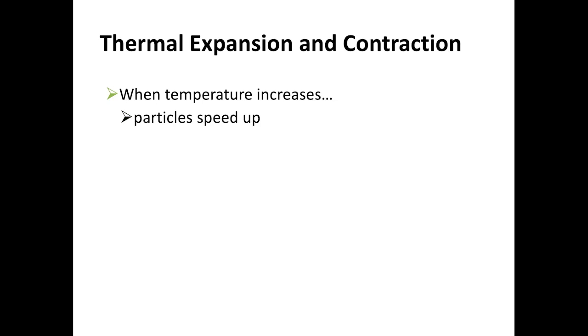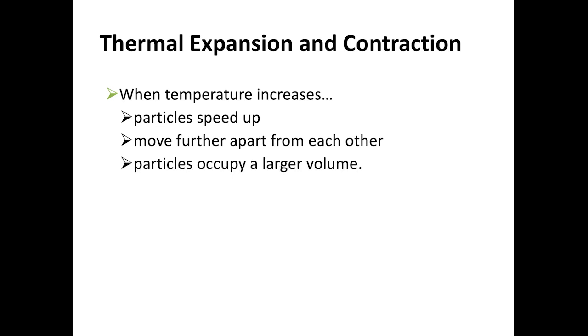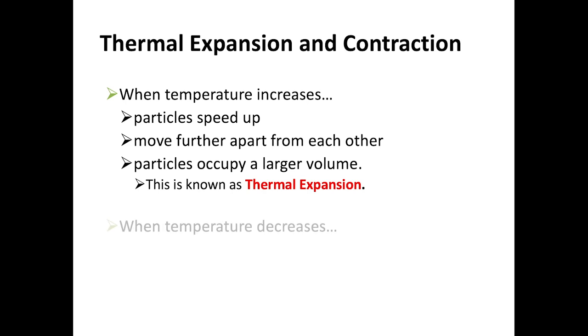When temperature increases, particles speed up. When heat is added, particles are going to speed up. They move further apart from one another, and particles are going to occupy a larger volume. So they're occupying more space. This is why that piece of metal gets bigger when it gets hot outside. This is known as thermal expansion.